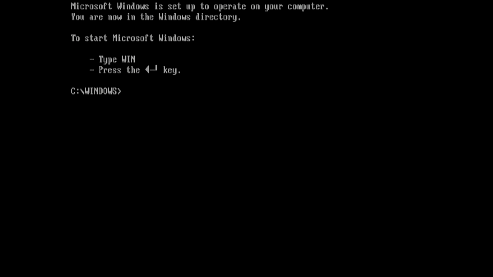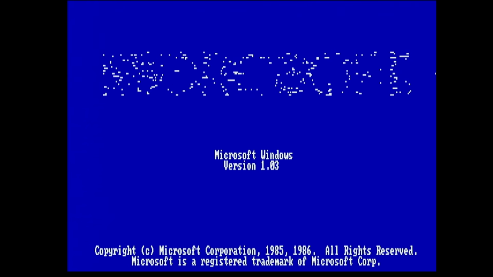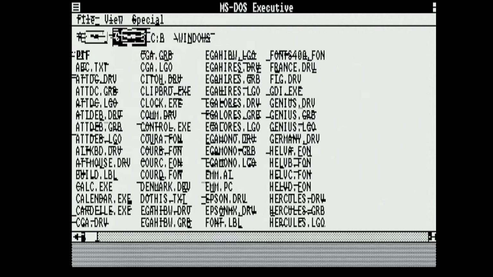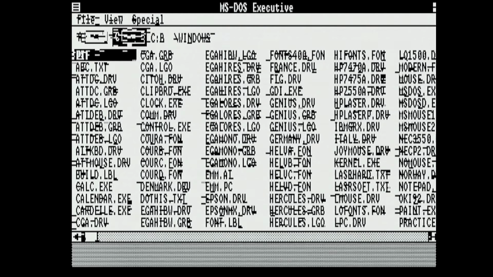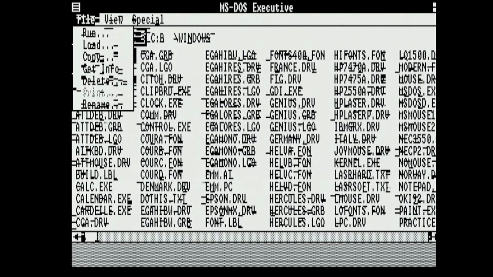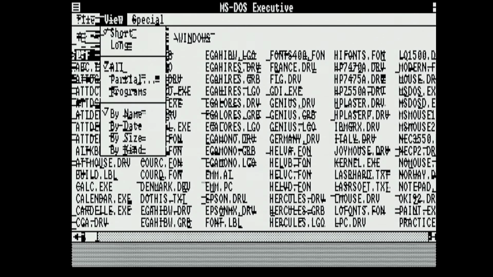Okay, so we've installed Windows 1.03. So we're just going to try typing in Win first of all and see what happens. Now we can see that the video problems we've got with the video card reading the existing RAM is causing this problem, but we can see that we can actually navigate the system a little bit.